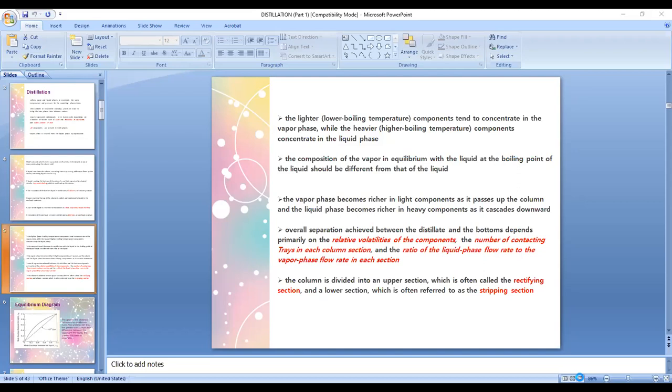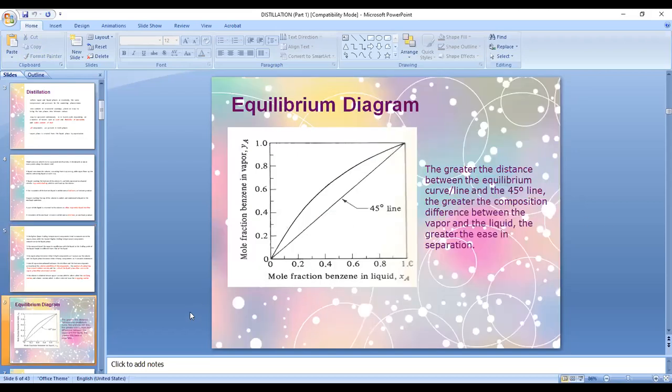Overall separation achieved between the distillate and the bottoms depends primarily on the relative volatilities of the components, the number of contacting trays in each column or section, and the ratio of the liquid phase flow rate to the vapor phase flow rate also in each section. The column is divided into two sections, the rectifying or enriching section and the lower section, which is the stripping section. Just a review on the sections of our distilling column.